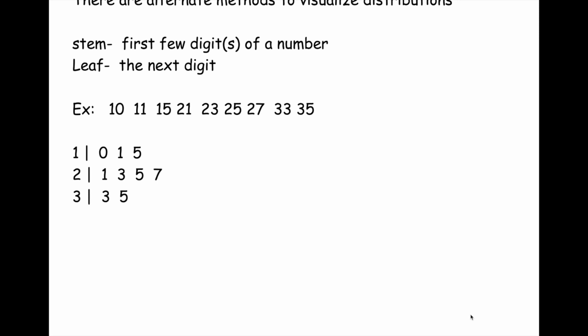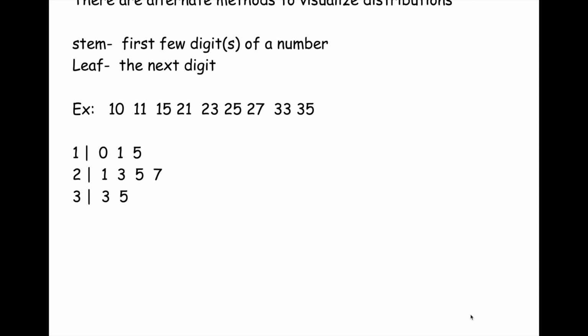In similar fashion, for the 20s, I have 21, 23, 25, and 27. So here I write for the stem a 2 representing the tens position. 2 times 10 to the 1 is 20. And so I have 21, 23, 25, 27. So I write down 1, 3, 5, 7. Likewise, for the 30s, I write down a 3 here as my stem. And I have a 33 and 35, a 3 and a 5 in the ones position. And so I write down a 3 and I write down a 5.